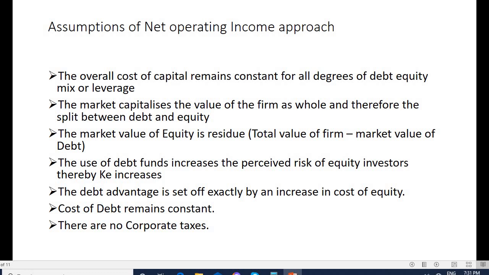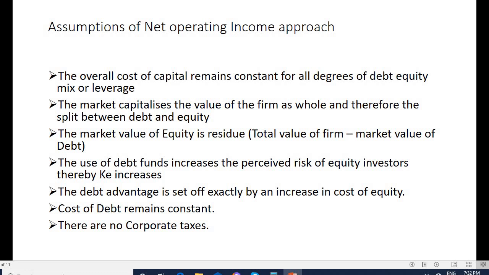They perceive that with the increase in debt, the commitment of the business will increase. The business has to pay interest to the debenture holders, whether it is in profit or loss. So it increases the risk perception of the equity investors, so they demand more and Ke also increases. Next assumption is that the debt advantage is set off exactly by an increase in cost of equity. Whatever benefit we get with the increase in debt is offset by the increase in cost of equity.